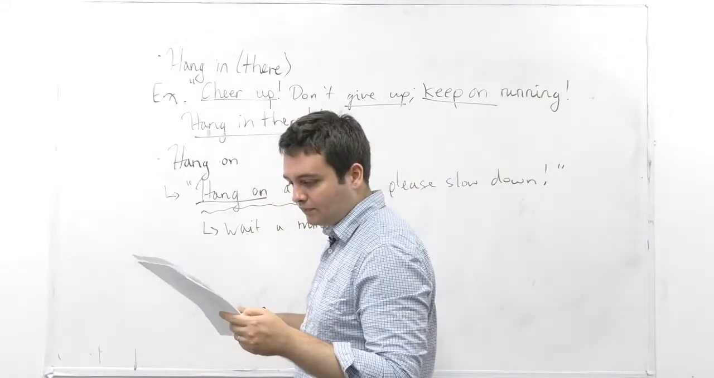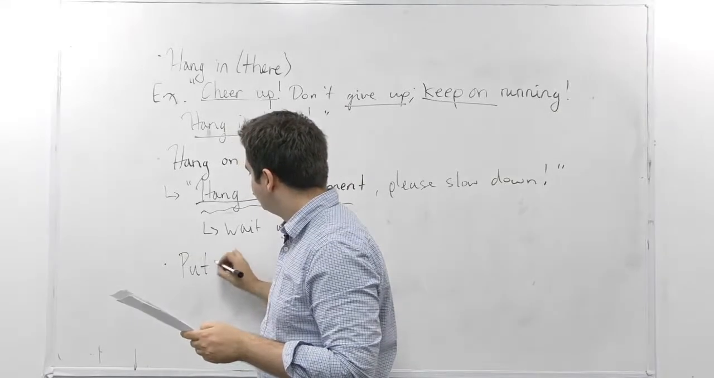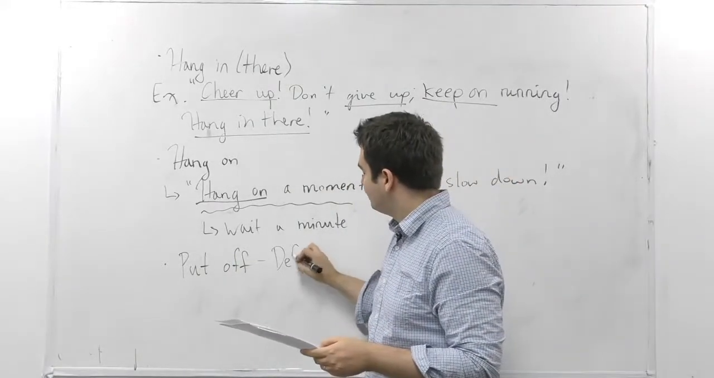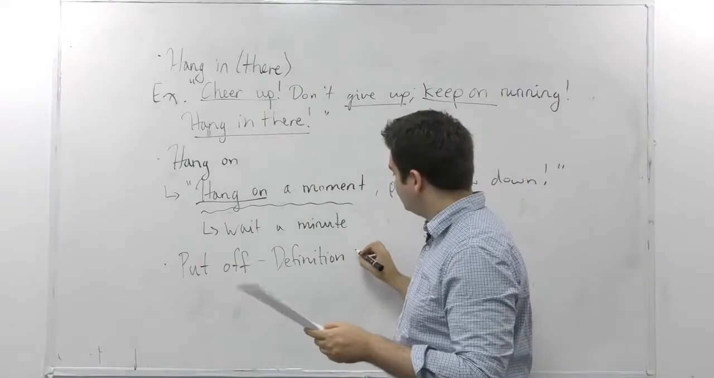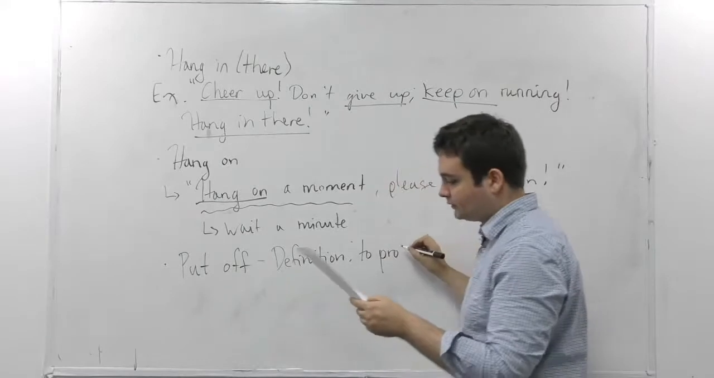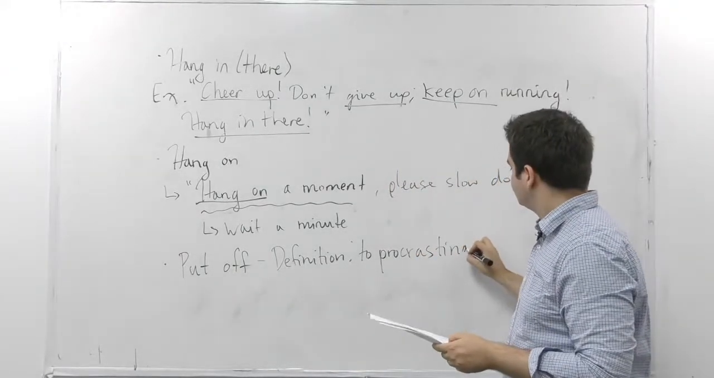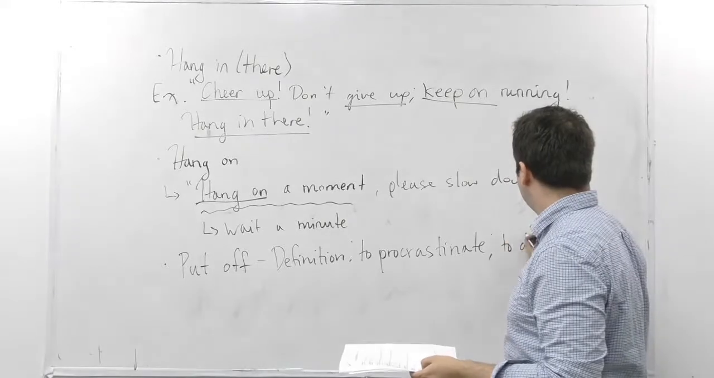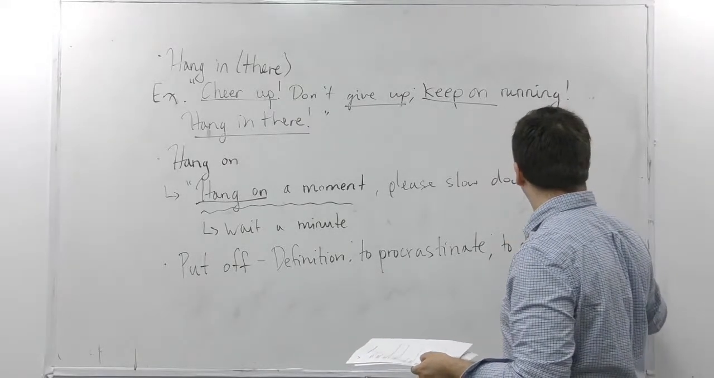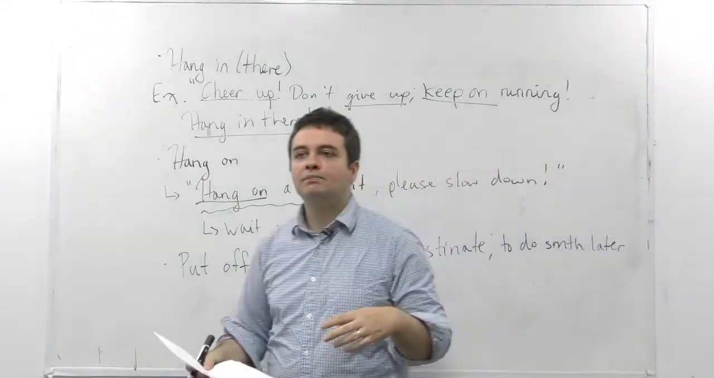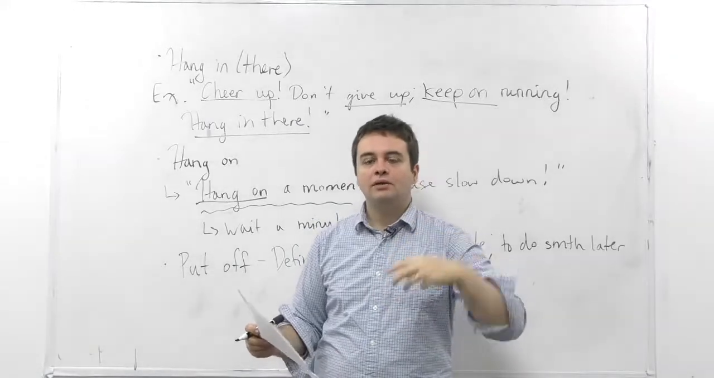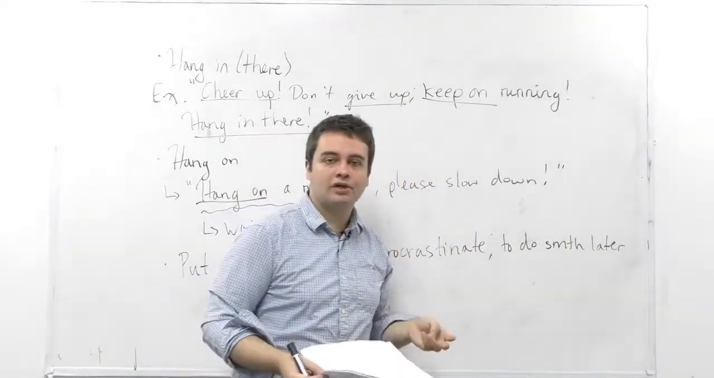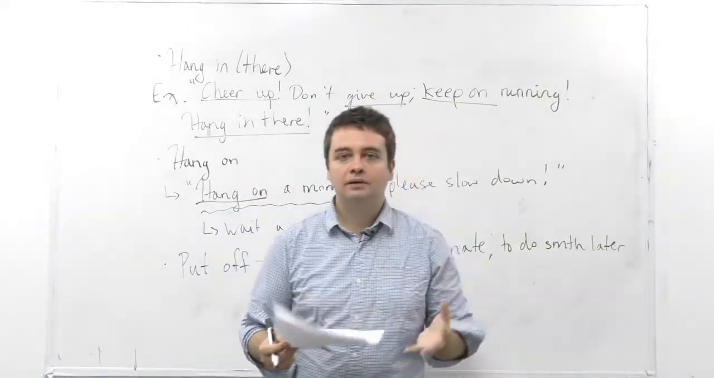Let's take a look at one more here. To put off. Now, to put off is kind of negative. Now, this one is harder to understand. The definition here says to procrastinate, which is correct, but procrastinate can sometimes be kind of hard. To procrastinate. To do something later, or to say that you're going to do something later. So to put off means like you don't want to do something now. You say you're going to do it later. To procrastinate, right? So my wife hates this because sometimes I procrastinate and sometimes I put things off.